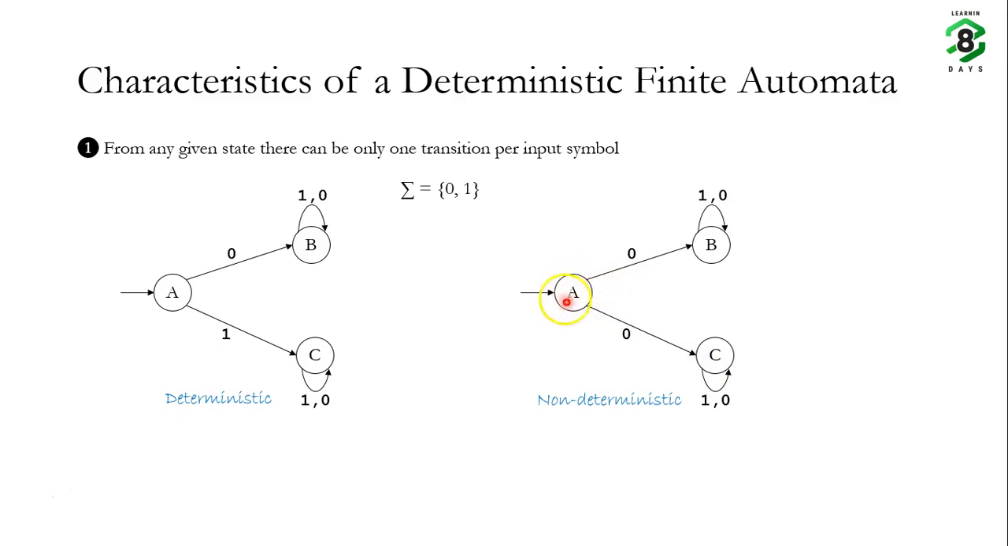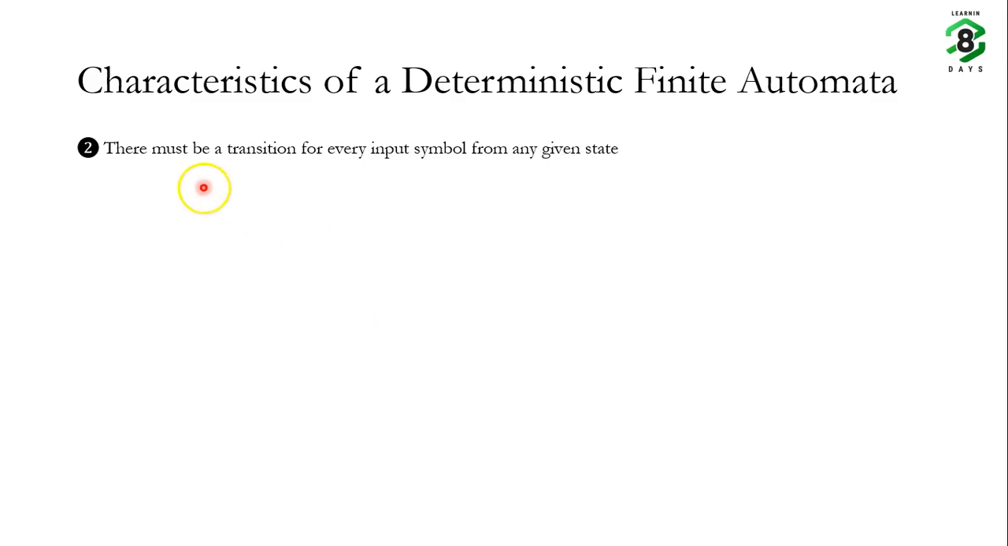If I ask you, in this machine, suppose the machine is currently in state A and the input given is 0, can you tell me which state it will go to? You will not be able to answer, right? Because it can go to either state B or state C. So there is no way to determine which state exactly this machine will go to depending on the current state and the input. This is a non-deterministic behavior, and this machine is not a DFA. Whereas this machine is a DFA because from a current state given an input, we can tell exactly which state it will go to.